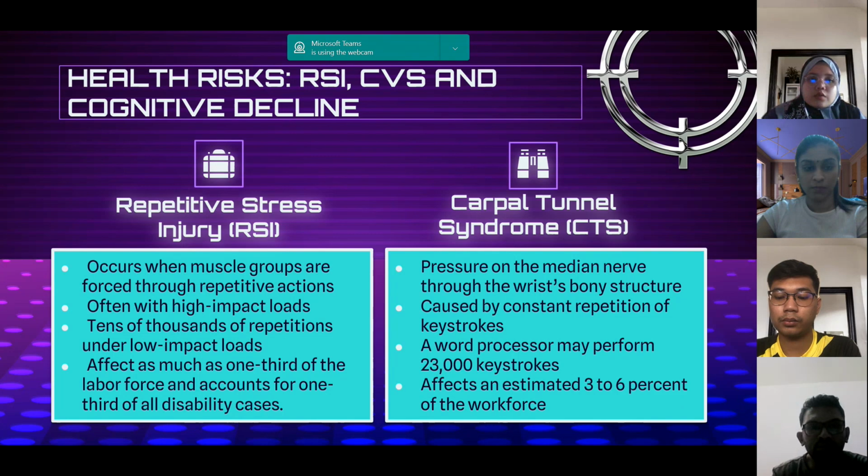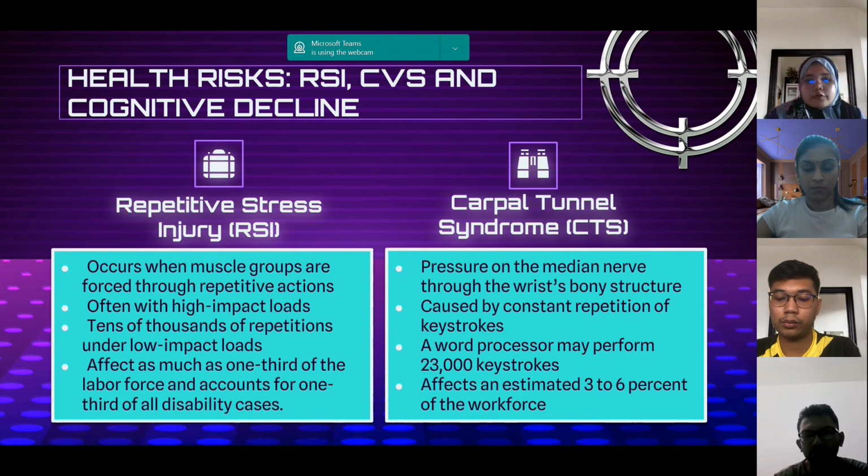This one is the health risk: RSI, CVS, and cognitive decline. A common occupational disease is repetitive stress injury, or RSI. RSI occurs when muscle groups are forced through repetitive action, often with high impact load, or tens of thousands of repetitions under low impact loads. The incidence of RSI is estimated to affect as much as one-third of the labor force and accounts for one-third of all disability cases. The single largest source of RSI is computer keyboards.